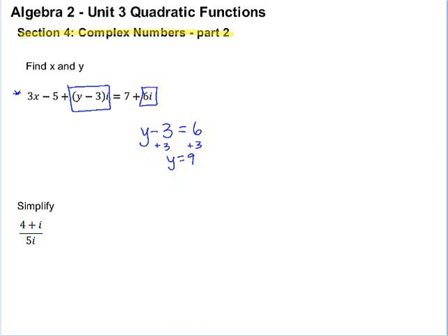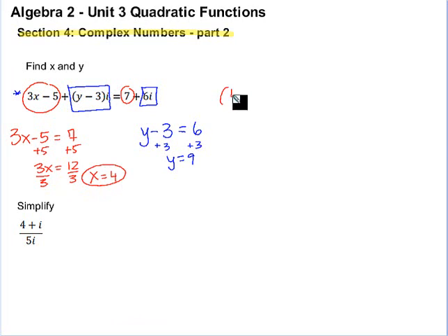Then we look at what we have left on the equation. We have a 7 and a 3x minus 5, which would mean that our 3x minus 5 would have to equal our 7. Solving that equation, we'd add 5 to each side, so 3x is equal to 12. And then we divide both sides by 3, so x here would equal 4. So this would mean our x would be 4 and our y would be 9. So our solution for this one would be 4, 9.